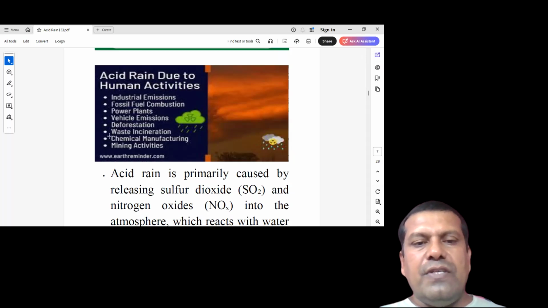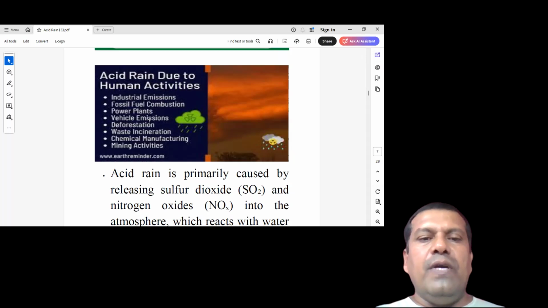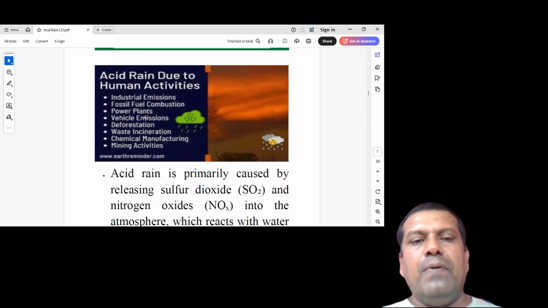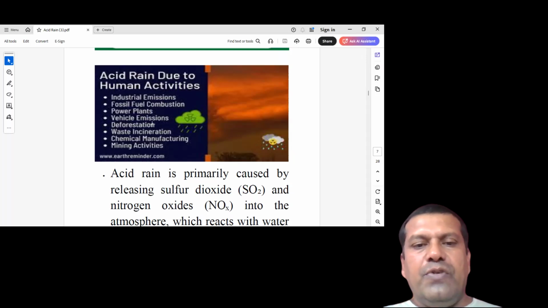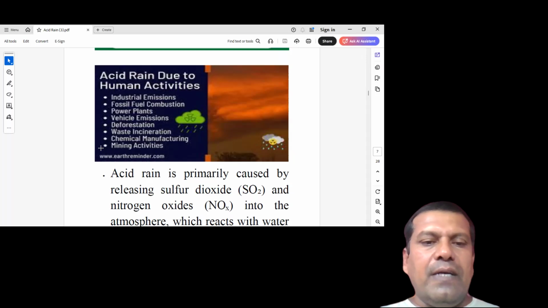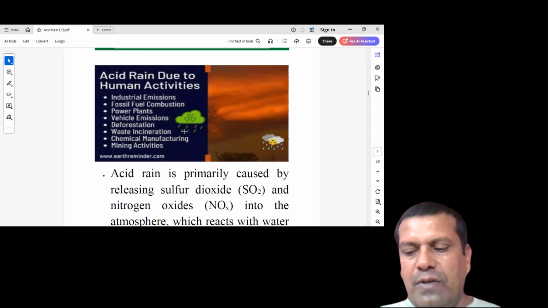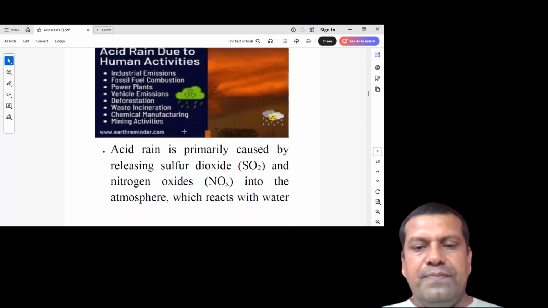Then waste incineration. What we are doing is burning the waste generated in our day-to-day lives. Waste incineration is nothing but burning waste materials, which can be paper or organic waste. This leads to pollution and the emission of sulfur dioxide and nitrogen oxides. Chemical manufacturing and mining activities also contribute to acid rain.